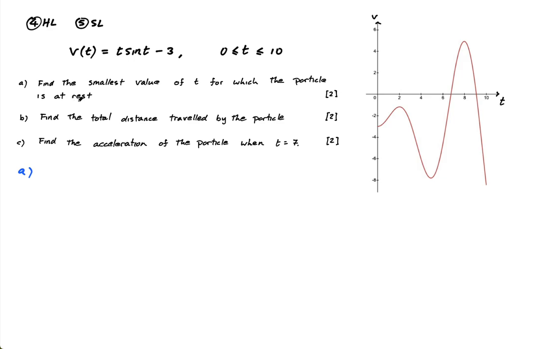Part A. Find the smallest value of t for which the particle is at rest. Now, when is this particle at rest? Well, at rest means it's not moving. If it's not moving, what's its velocity? 0. So it's basically finding where its velocity is 0. And it says find the smallest value. So there's two places where its velocity is 0, here and here. The smallest one will be here. And it says find the value of t. You could write this equals 0 and then solve it using nsolve or whatever.